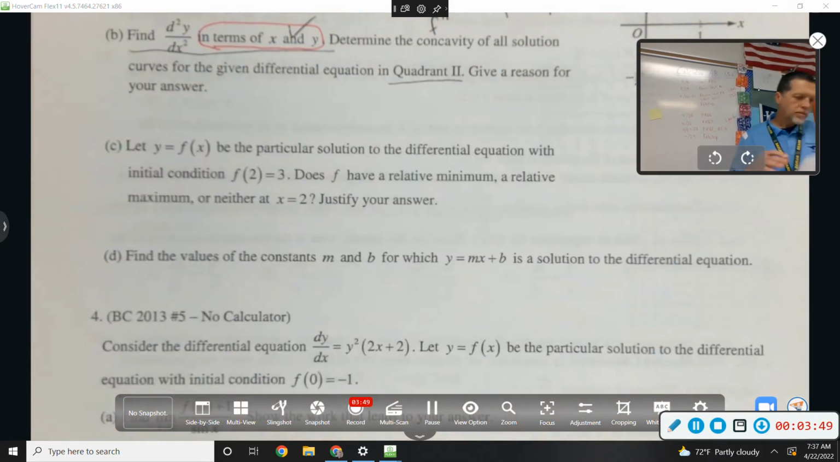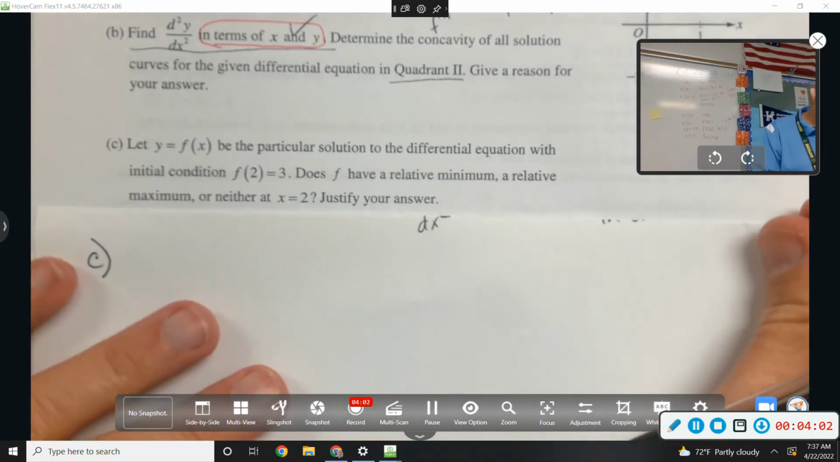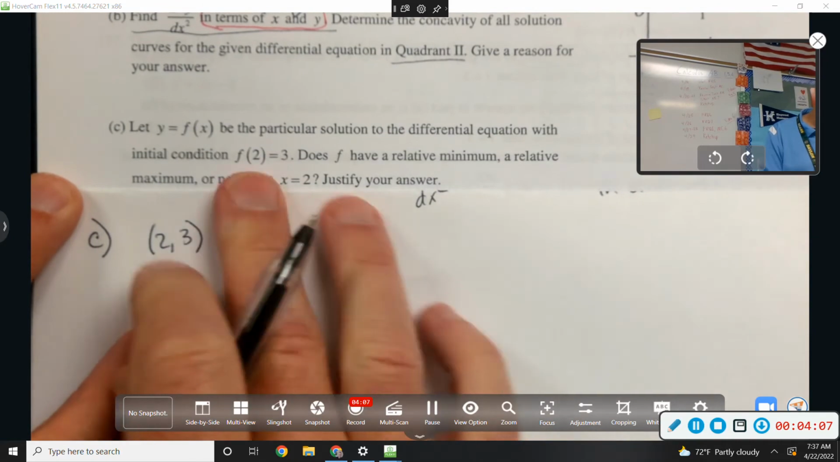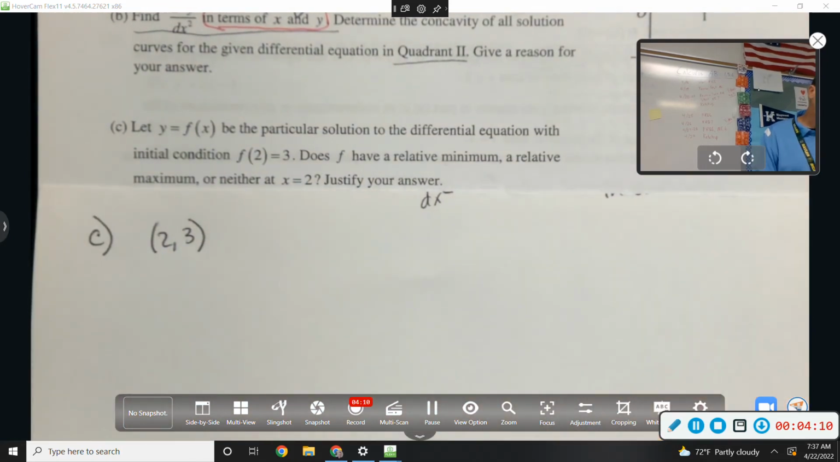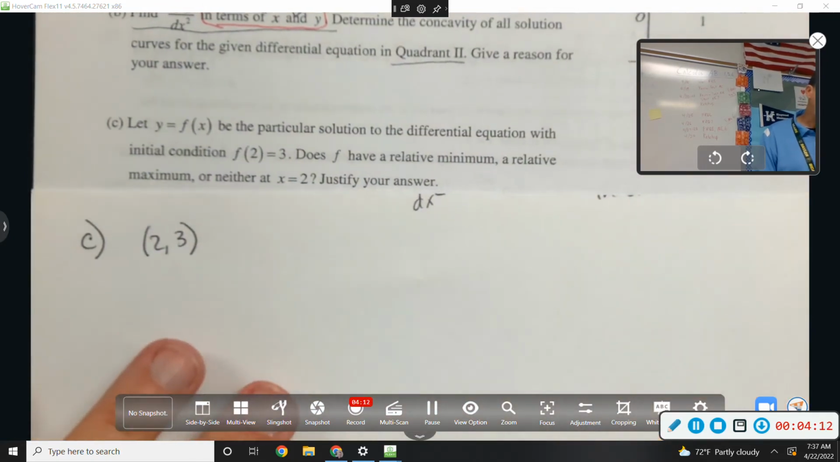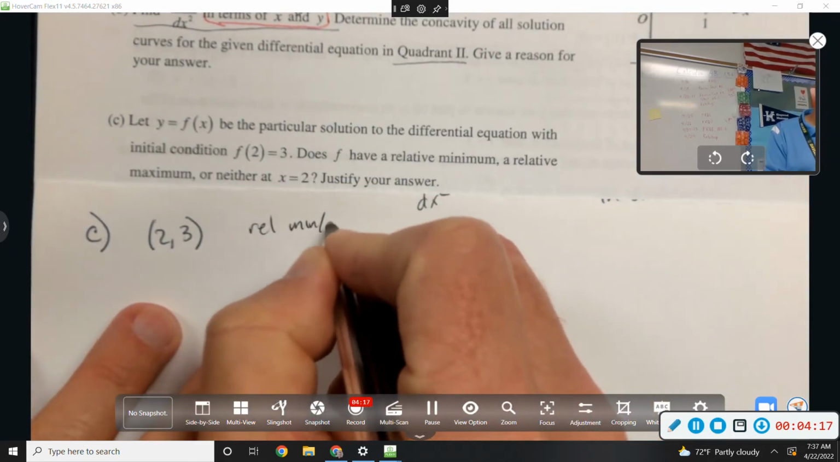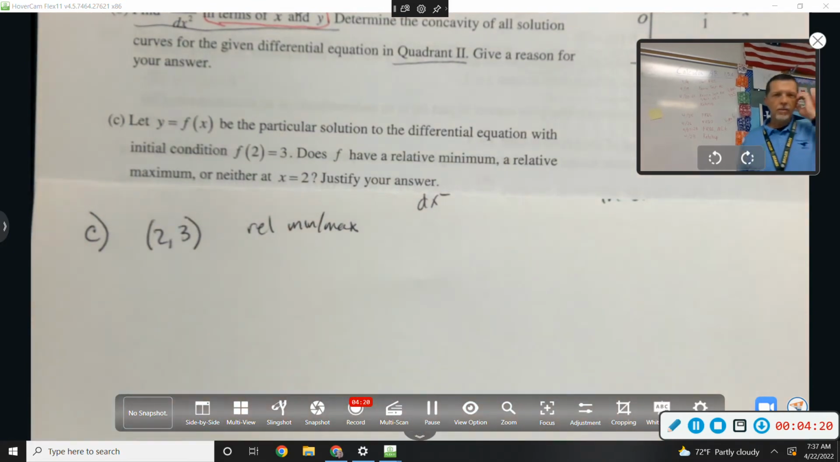Part C. Let y equals f of x be the particular solution with the initial condition f of 2 equals 3. Does f have a relative minimum, a relative maximum, or neither at x equals 2? I'm worried now because I don't know how to find the particular solution. Okay, relative min or max. I'm trying to justify my answer first, so I know what I'm looking for.